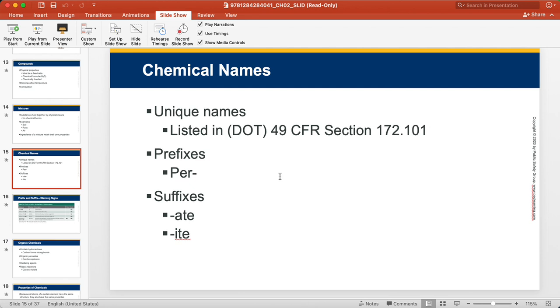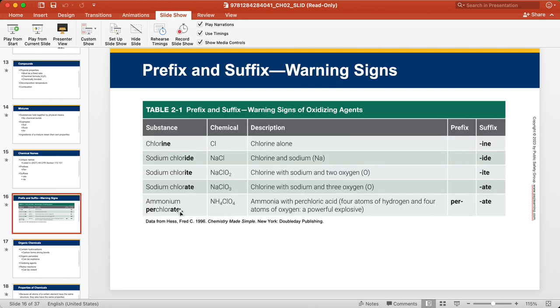So talking about unique names, in the Department of Transportation 49 Code of Federal Regulations, Section 172.101, we learn about our prefixes for our chemical names. You're going to go over this in great detail when you take your hazardous material class. So we have prefixes and suffixes that are going to give us a really good idea of talking about different materials and what they are.